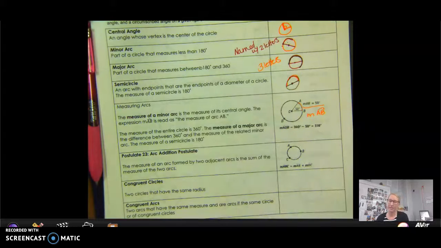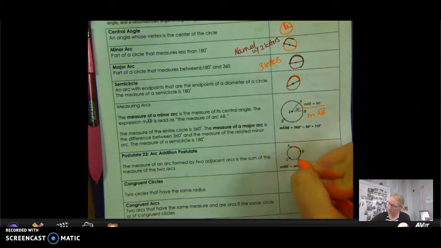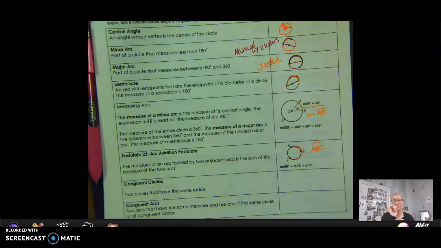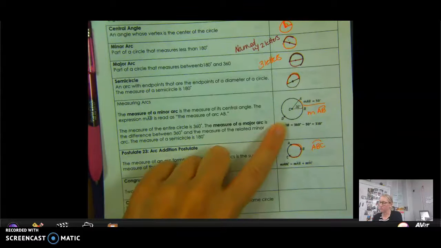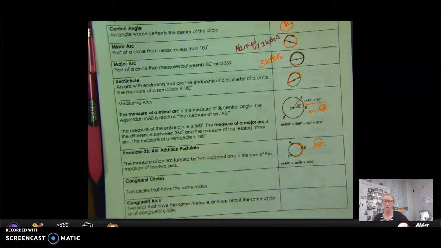So if it's over 180 degrees, like this guy right here, I may be talking about this arc that goes like this. That's a major arc. So I'd say arc A to B to C. You would have to draw it in that order. This could also be C to B to A if I want to go the other way. Same one. So, minor arc, less than 180, major arc, more than 180, semicircle is 180. The central angle is also equal to the arc's number of degrees.